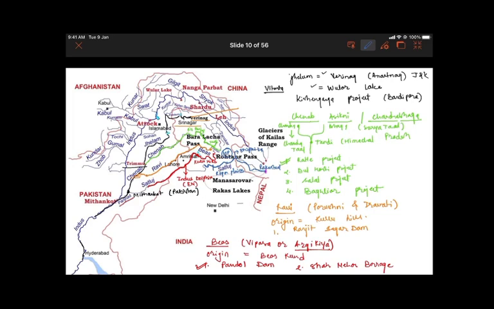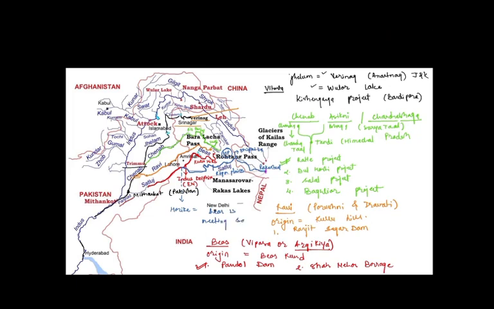Finally, Satluj is meeting river Beas at Harike. So this point where Beas meets Satluj is Harike. And then the combined river is flowing into Pakistan. At Panjad, all five rivers are combining: Jhelum, Chenab, Ravi, Beas, and Satluj, and then draining into the Arabian Sea.